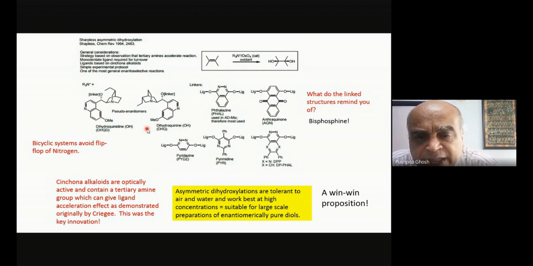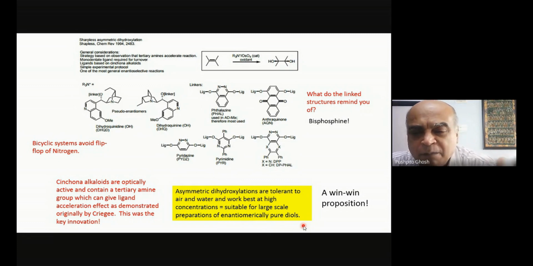Now, there's something else that made this asymmetric oxidation so attractive to industries. And Sharpless summarizes that quite well. He says asymmetric dihydroxylations are tolerant to air and water and work best at high concentrations. Can you imagine? It's like the best of both worlds. And he put it as suitable for large scale preparations of enantiomerically pure diols.